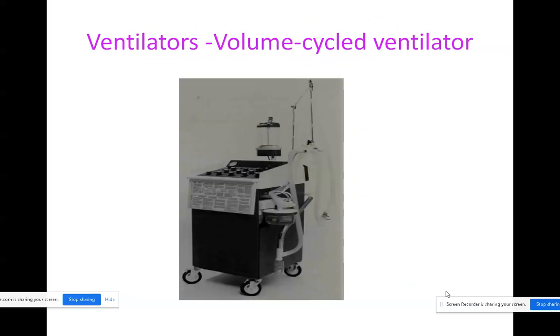This is a volume cycled ventilator. See, a picture of a volume cycled ventilator is given here. So this type of ventilator will take the inspiration, or will get the gas or oxygen to the lungs, based on the volume. Okay, so based on the volume means how much volume has to be taken into the lungs.